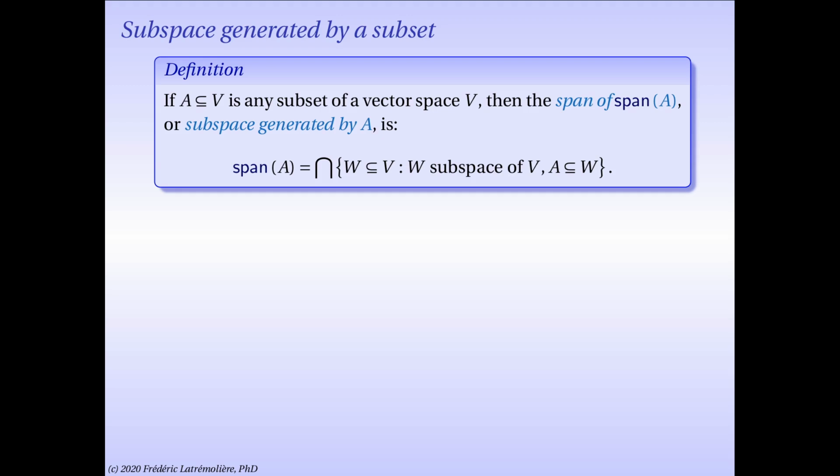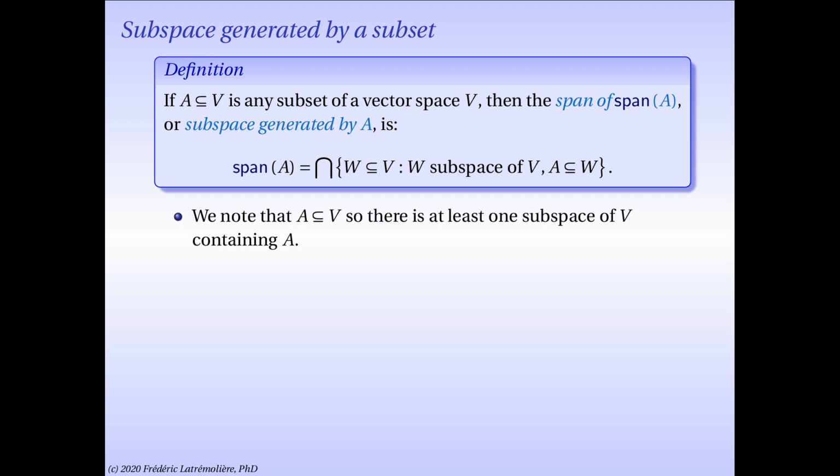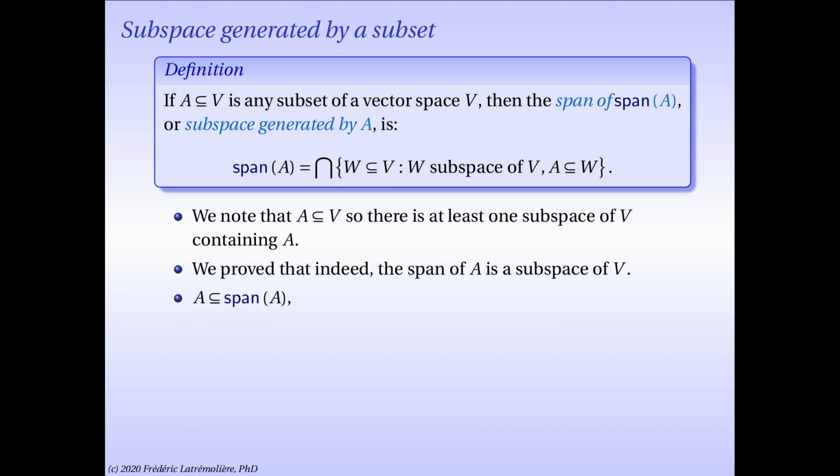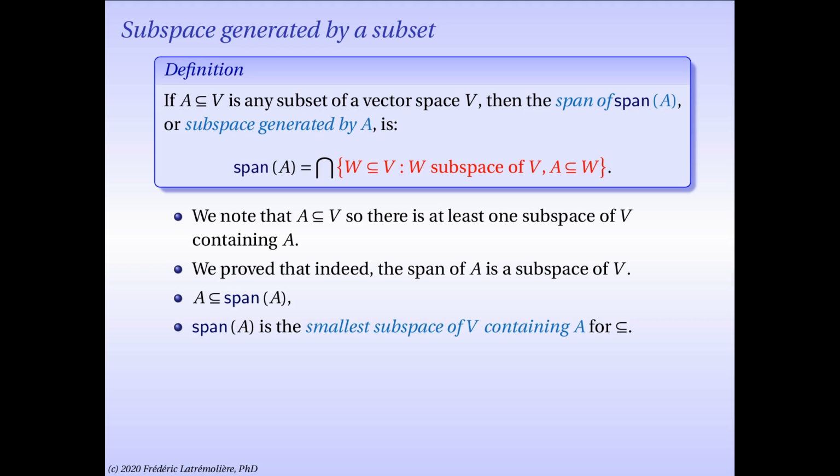Let's make some observations on this very important concept. First, note that there exists a subspace of V containing A, namely V itself. Therefore, by the previous theorem, indeed the span of A is a subspace of V. By construction, it's easy to check that A is in fact a subset of the span of A. So the span of A is itself a subspace of V containing A, and in fact it's the smallest such.